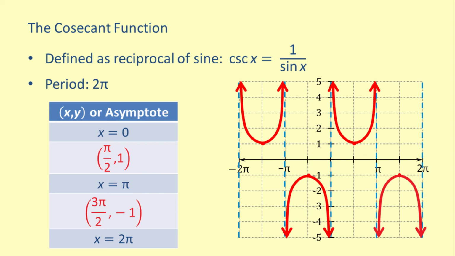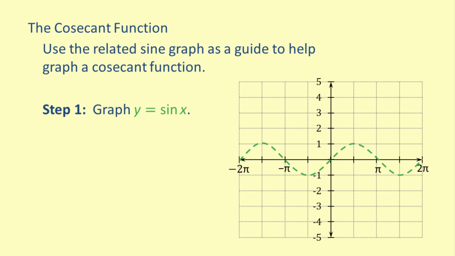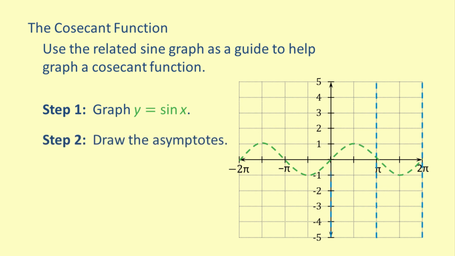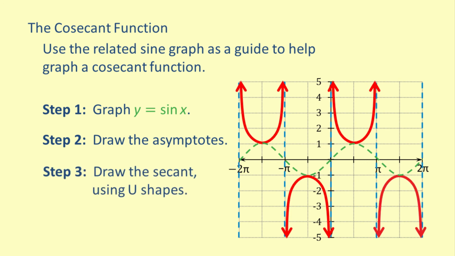Another way to graph cosecant is to use the related sine function as a guide. To do this, we first graph the sine function y equals sine of x, and then draw the asymptotes that correspond to the cosecant function. Finally, draw the u-shape between the asymptotes, noting that the maximums of the guide function are the minimums of the u-shapes, and the minimums of the guide function are the maximums of the u-shapes. Thus we have graphed the cosecant function.